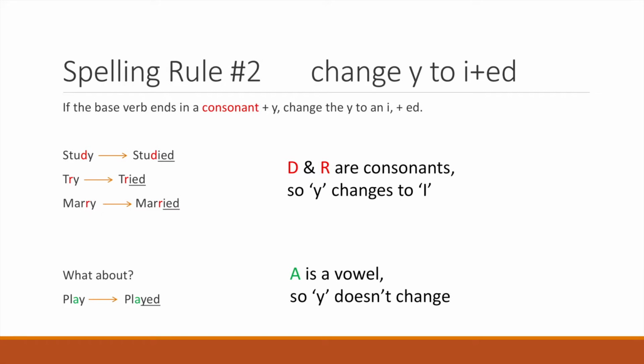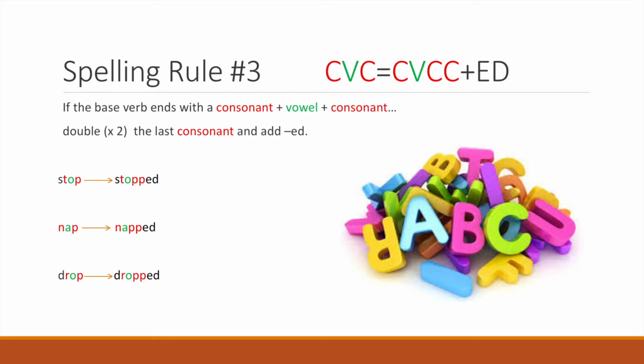But what about play? Play has a Y. Well, play ends with AY, a vowel, so we don't need to change it. Rule 3. If the base verb ends with a consonant, vowel, consonant, then we have to double the last consonant and add ed. For example, stop becomes stopped in the past tense. Nap becomes napped. Drop becomes dropped.